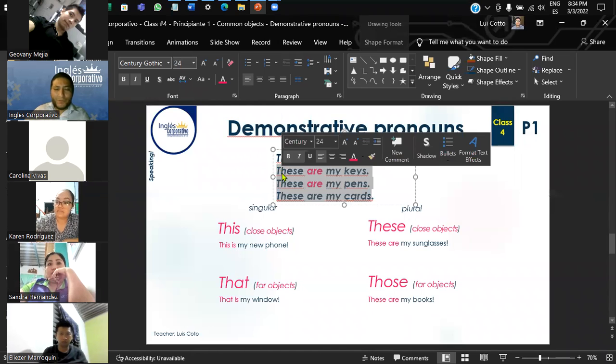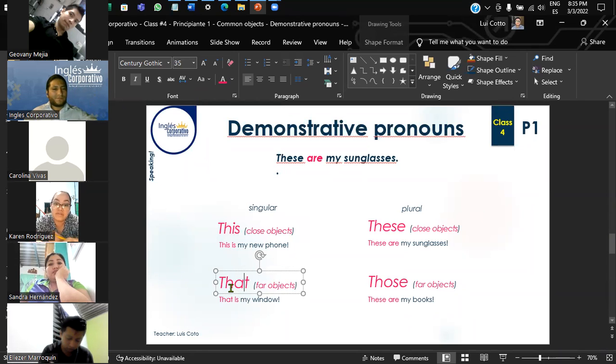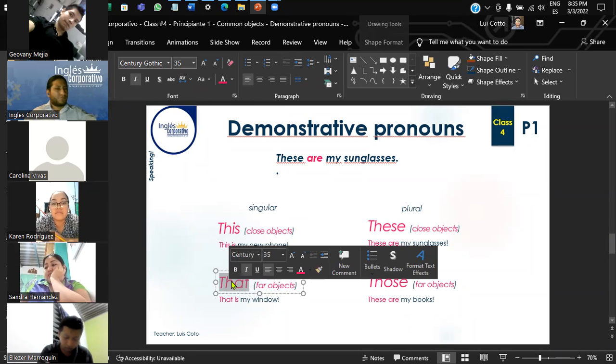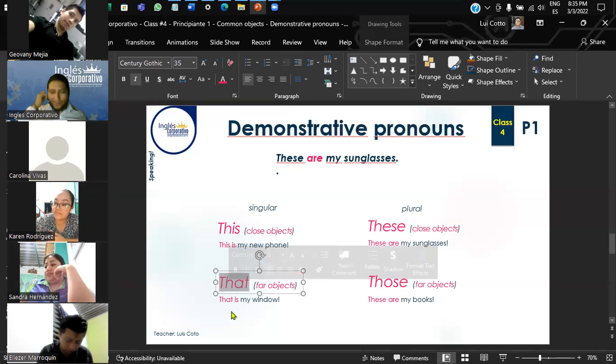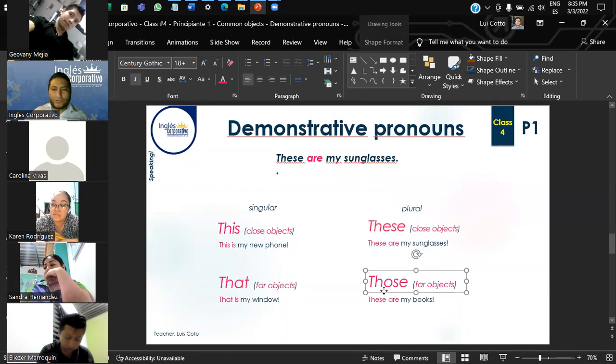Okay. Now, examples with those. What is those? Okay, let's review. This, what is the meaning of the word this? Esto. And that? Esto o esta. Correct. And that? What is that? Eso, eso o esa. Yeah, correct. And these? Estos o estas. Correct. And those? Esos o esas. Okay, that's right.